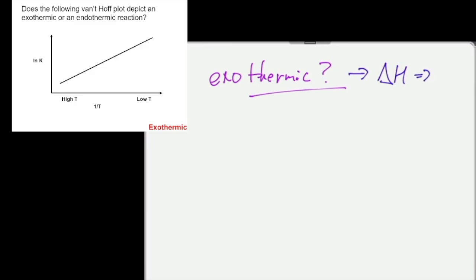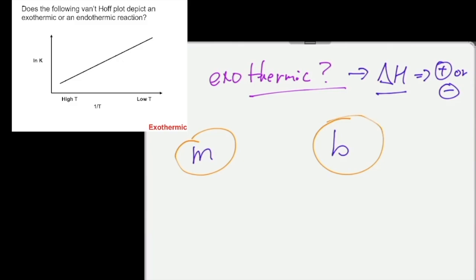This is exothermic because let's do different points. We want to know, is it exothermic? Well, what that means is exothermic is talking about delta H, and we're asking about the sign associated with delta H, positive or negative. Which value, M or B, from our Van't Hoff, describes delta H? M. Okay, so B's off the table. M's what we need.